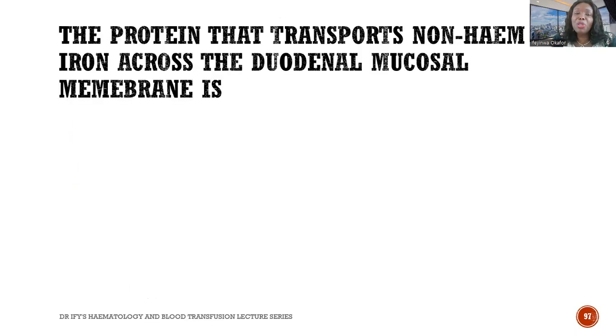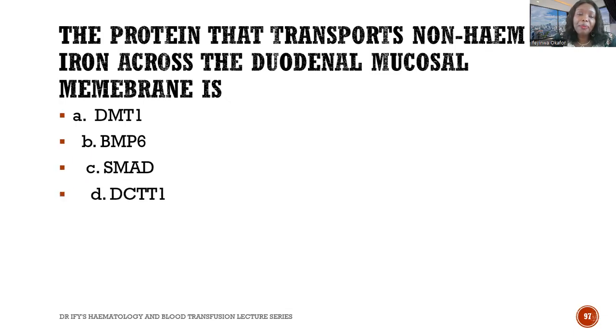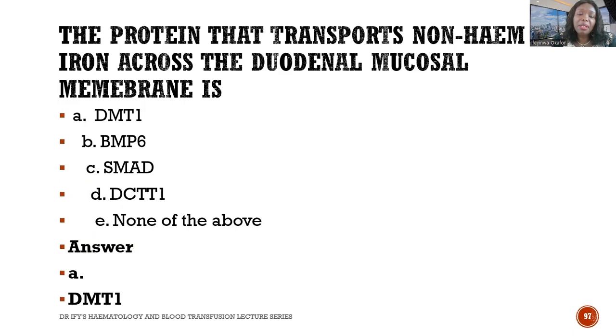The protein that transports non-heme iron across the duodenal mucosal membrane is: A, DMT1, B, BMP6, C, SMAD, D, DCT1, E, none of the above. Answer: A, DMT1, that's divalent metal transporter 1. Divalent metal transporter 1 is responsible for transport of non-heme iron across the duodenal mucosal membrane.